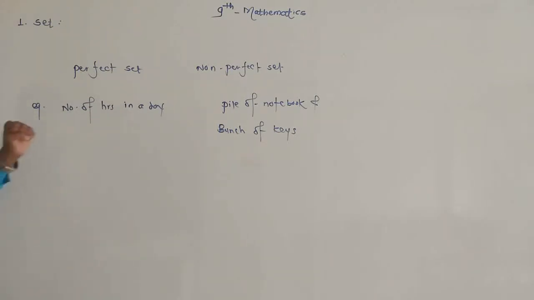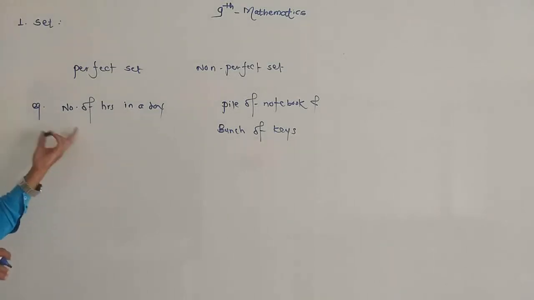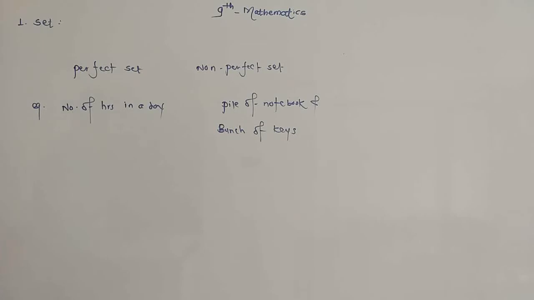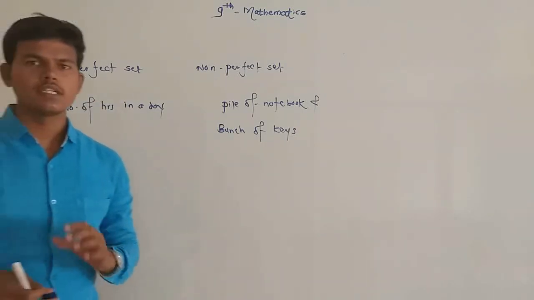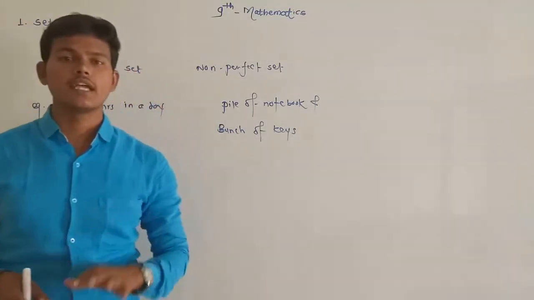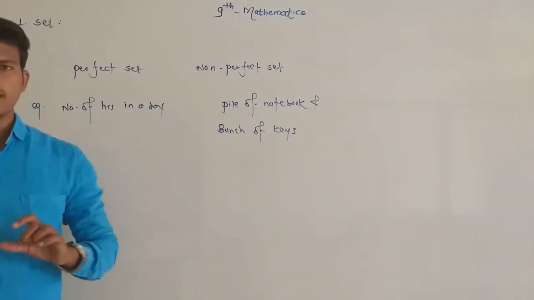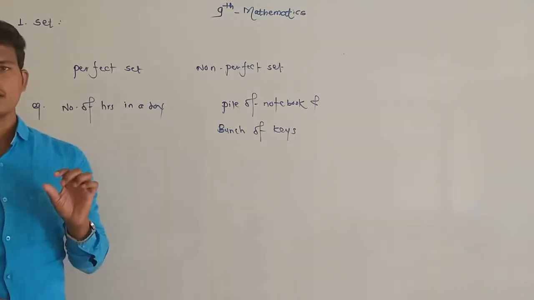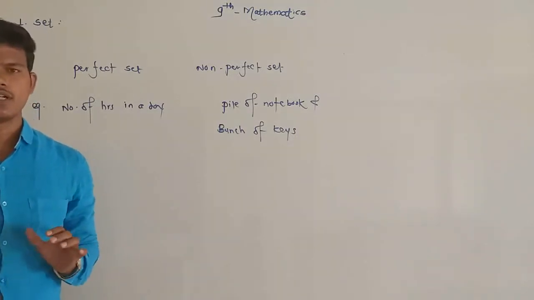So what is the actual difference between the perfect set and the non-perfect set? Set is nothing but a collection, but it must be a collection of well-defined objects. For the number of hours in a day, how many hours are there? There are 24 hours in a day, every day. That means these things are already defined: the number of hours in a day is 24.